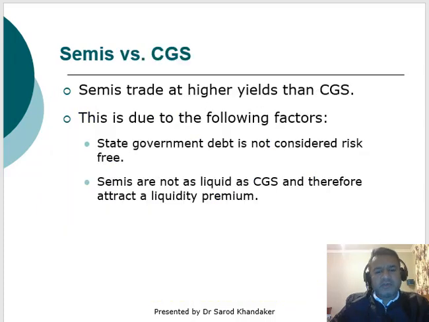As we understand the definition of semis and the Commonwealth Government securities, what are the differences between them? Look at these points. Semis are traded at higher yield than the Commonwealth Government securities, and this is due to the following factors. Number one, state government debt is not considered risk-free, and second, semis are not as liquid as Commonwealth Government securities and therefore attract a liquidity premium.